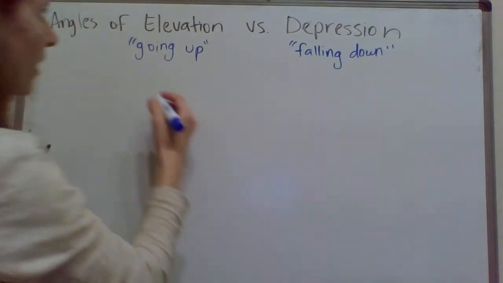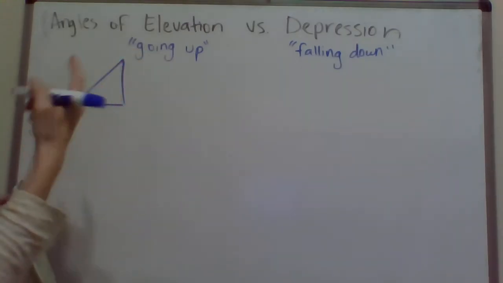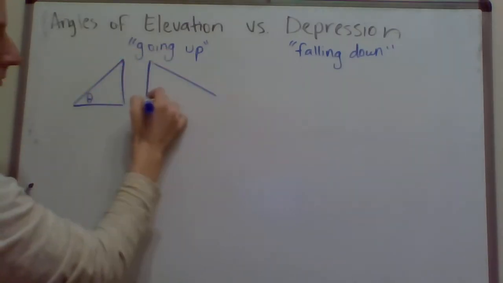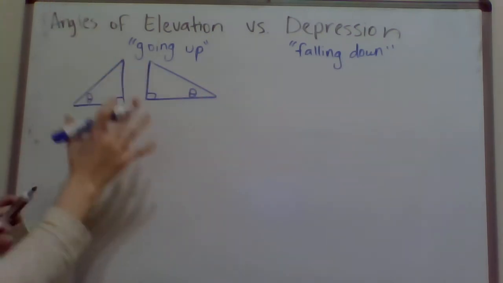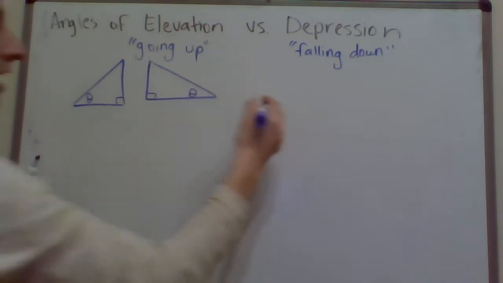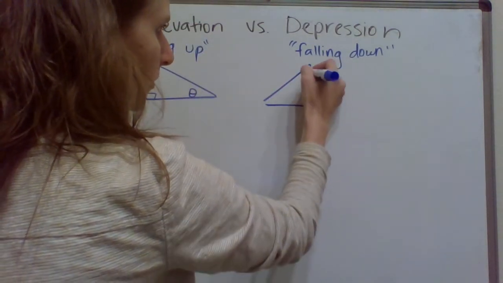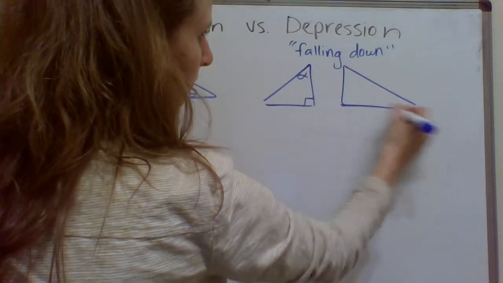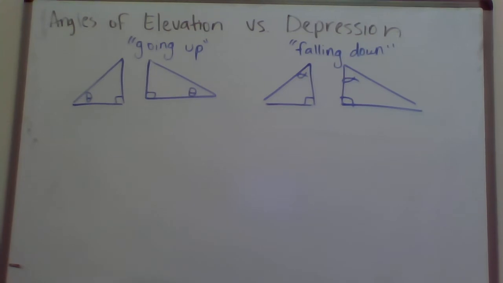So in a right triangle, angles of elevation would be like this angle theta here, or if the triangle were flipped the other way, it'd be this angle here. It starts at the bottom and it's looking up. Those are angles of elevation. Angles of depression are obviously going to start up at the top. We'll call those alpha. And they start up at the top and they are falling down.